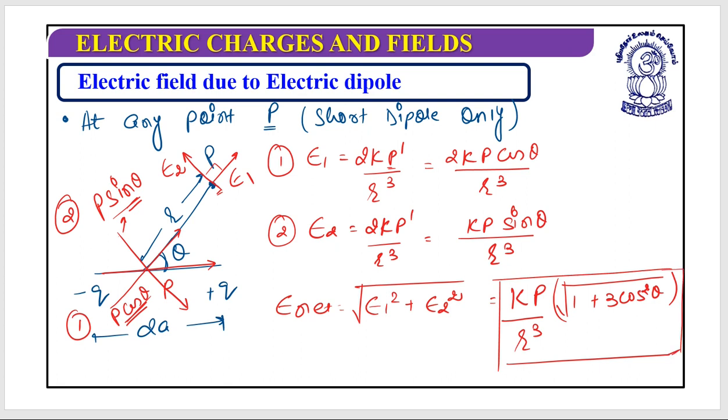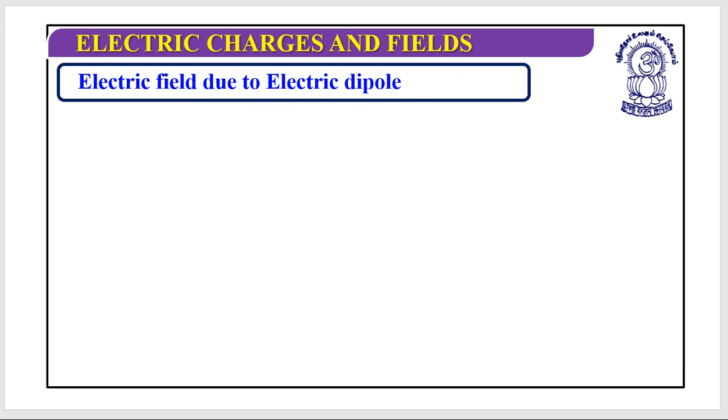You should remember this. One more very important thing, this is valid for short dipole only. This is not valid for a normal dipole, because we have directly applied 2 kp by r cube, or kp by r cube, and this relation is only valid when the dipole is given as a short dipole. If the dipole is not a short dipole, we cannot write like this. Got it? Okay, let's move to the numerical of this.